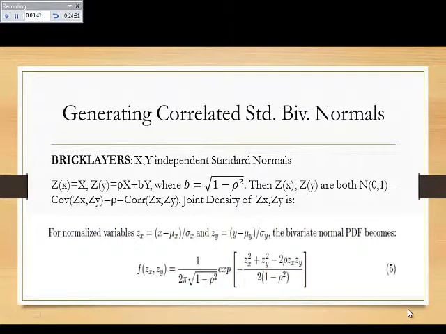For Zy, if you take the expected value of Zy, that will be rho times the expected value of X plus b times the expected value of Y. Both Y and X have mean 0, so the expected value of Zy will have to be 0. And now if you take the variance of Zy, that will be rho squared times the variance of X plus b squared times the variance of Y. And if you calculate that, you will find that that's equal to 1. So the variance of Zy is 1 by construction. The mean is 0 by construction. And now the correlation between Zx and Zy is rho. That's why we constructed Z.